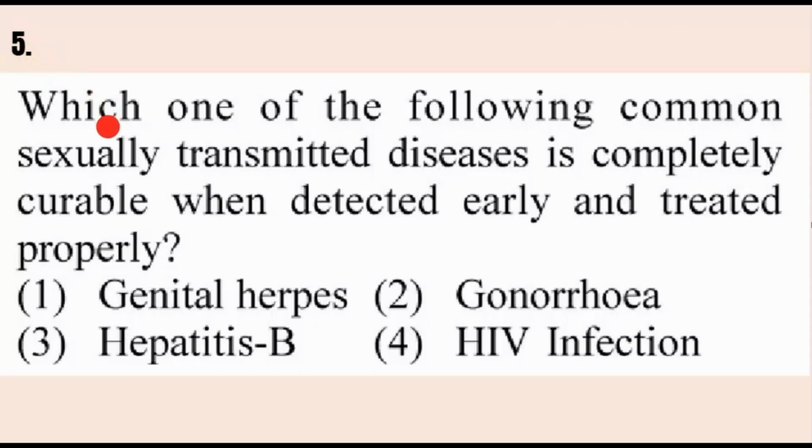Question number 5. Which one of the following common sexually transmitted diseases is completely curable when detected early and treated properly? Option 1, genital herpes. Option 2, gonorrhea. Option 3, hepatitis B. Option 4, HIV infection. Here, if it is detected early, only one can be treated properly, and that is gonorrhea. All others are not completely curable.